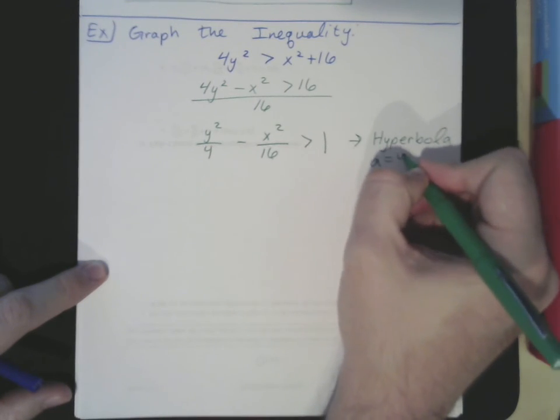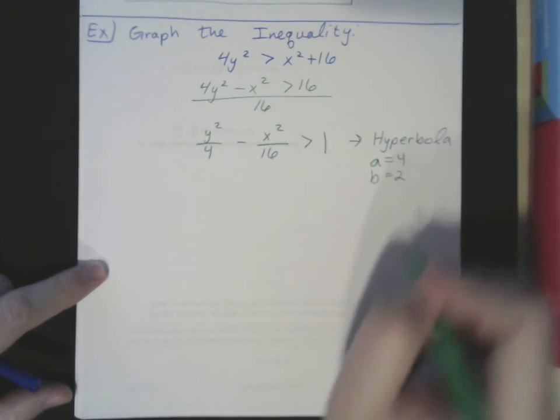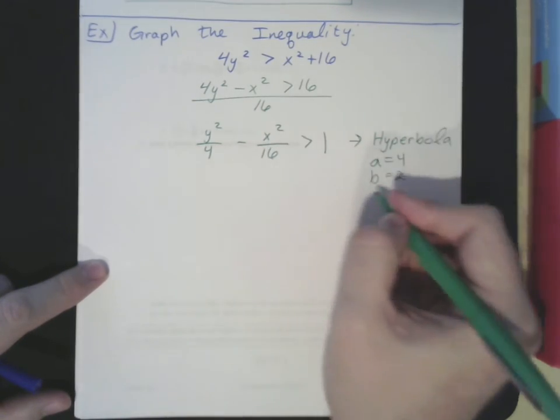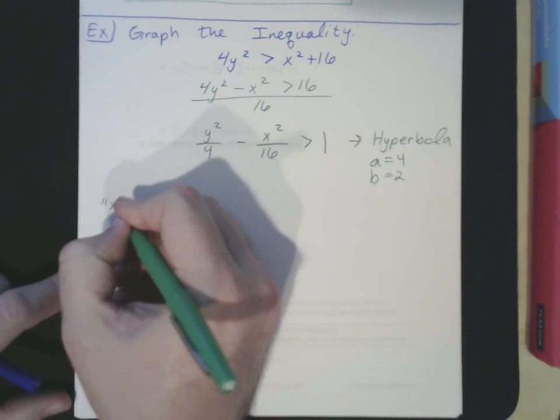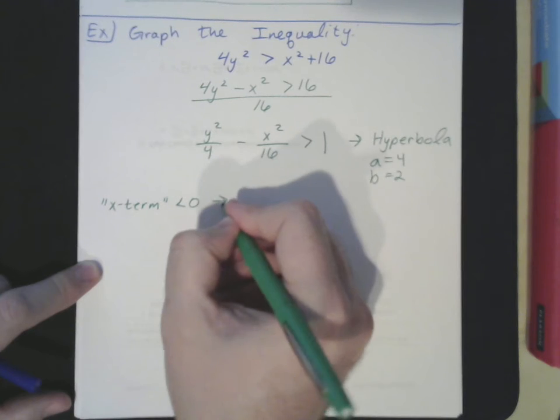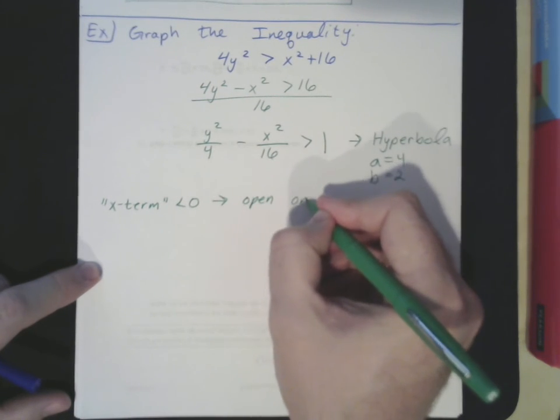A is equal to 4. Remember, A always comes from the x. B is equal to 2. And the x term is negative. So x term being negative means that we open on the y-axis.